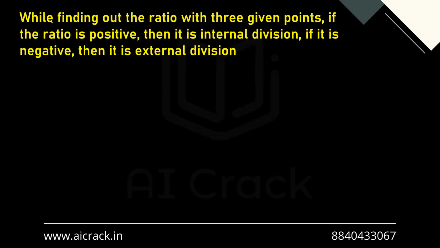Now the interesting thing is, while finding out the ratio with the three given points, if the ratio is positive, then it is internal division. If it is negative, then it is external division. So let's say we have given 2 points. This is A, this is B. Now we have some unknown point. It can be either over here, or it can be over here. Then how to find out if it's an internal division or an external division? So basically we'll do the calculations. And if the ratio comes out to be positive, then it means an internal division. If the ratio comes out to be negative, it means an external division.